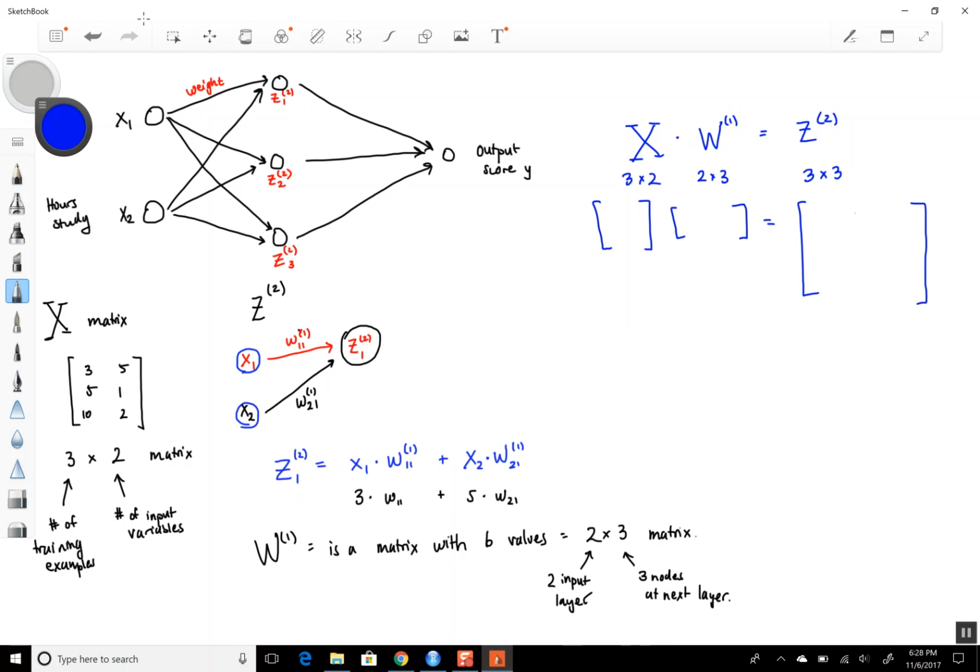This time, the 3 rows, each row corresponds to what? 1 observation, and each column corresponds to 1 node. Okay, so here I've got 3, 5, 5, 1, 10, 2, and then over here I'm going to have weight 1,1, weight 2,1, weight 1,2, weight 1,3. And after I multiply this, I will have 3 times weight 1,1 plus, yeah, it's not all going to fit, will it? Plus 5 times weight 2,1.